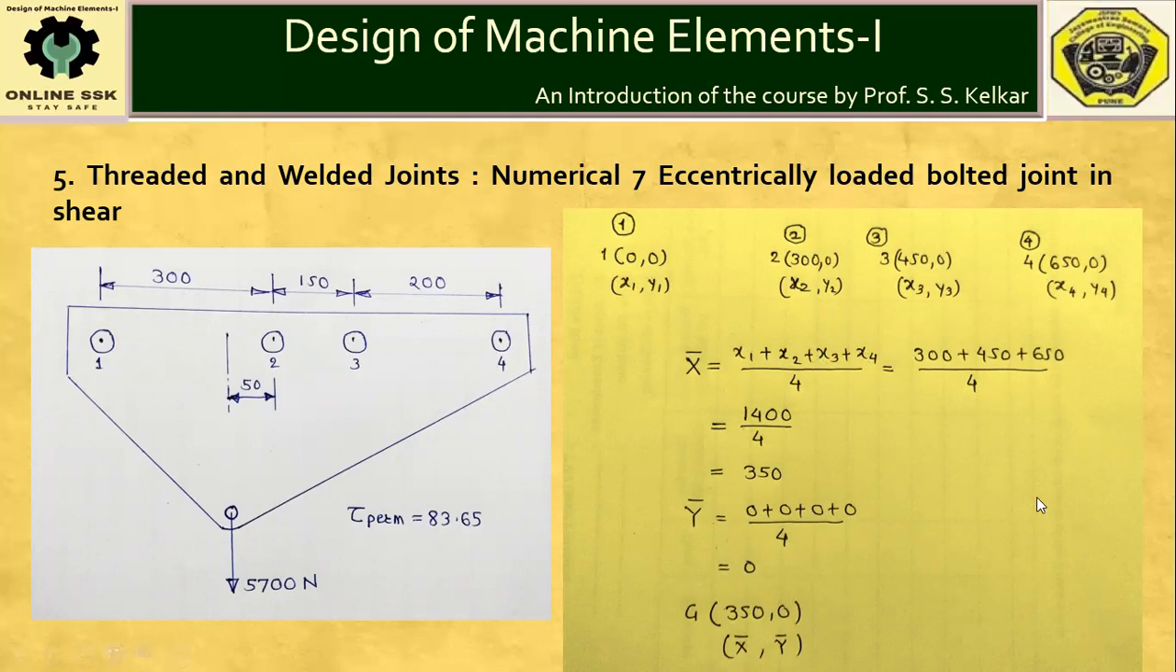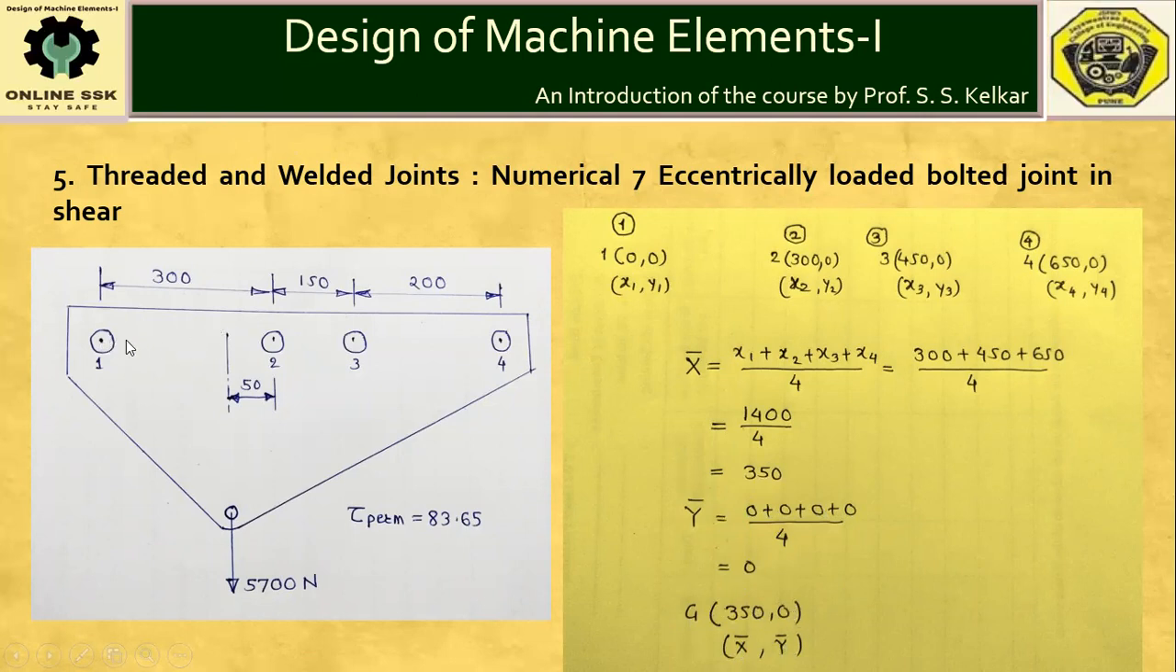So x1 is 0, that is omitted, plus x2 is 300 plus x3 is 450 plus x4 is 650. Their summation divided by 4. So x bar, the x coordinate for center of gravity, is 350. For the y coordinate, y1 plus y2 plus y3 plus y4, all of them are 0, divided by 4. So it is 0. So center of gravity G will have x coordinate as 350, y coordinate is 0.